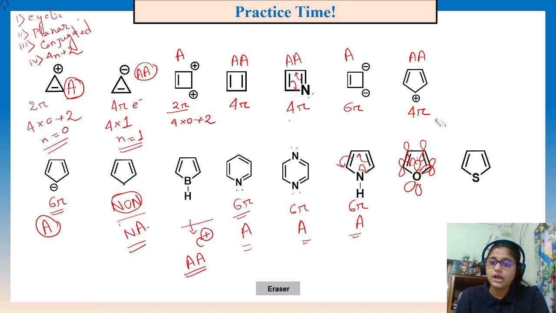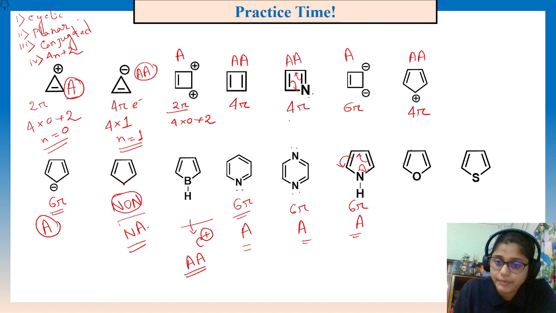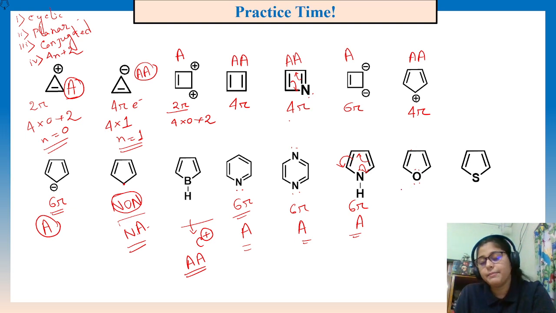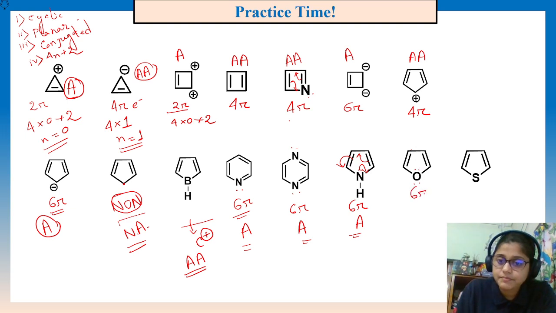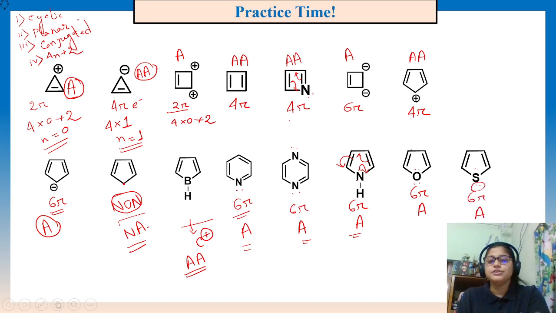So we'll count. Although oxygen has two lone pairs, one lone pair can participate in the conjugation, the other will be outside, not a part of the conjugation. So here 6 pi. Sulfur, same thing, two lone pairs are there, but one is not participating in conjugation, so 6 pi, aromatic. Okay, so till now you are clear, right?